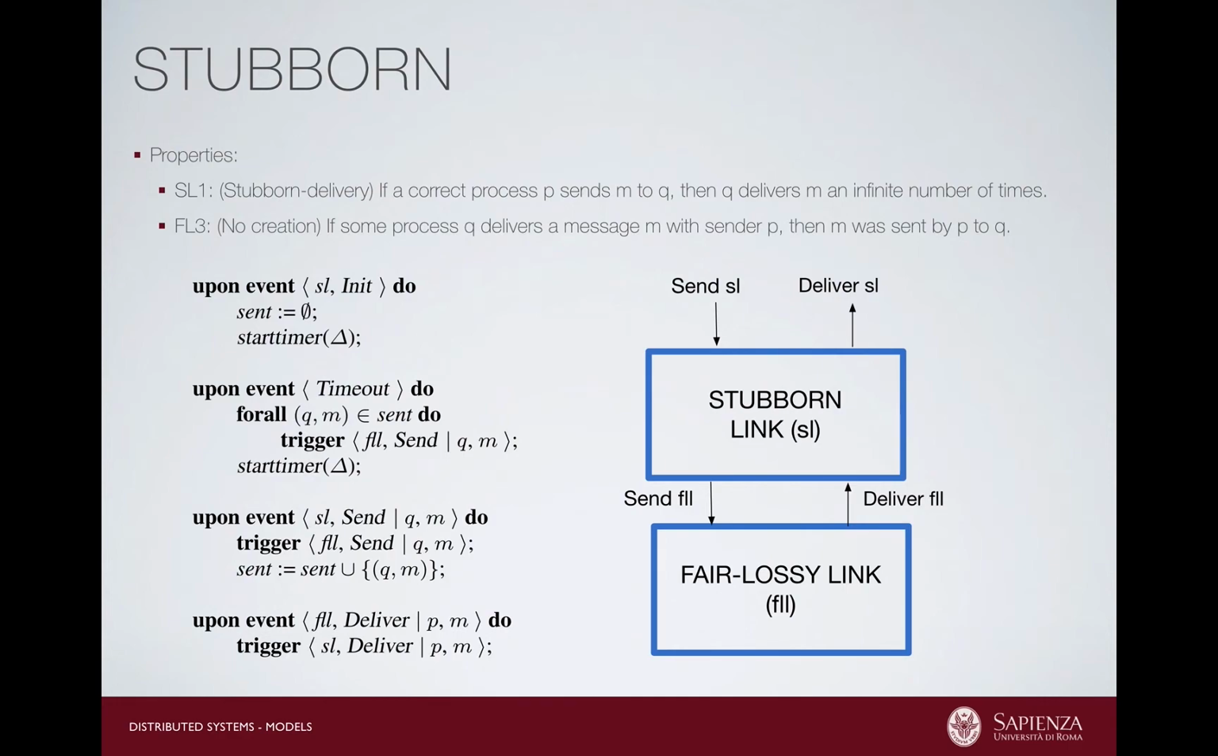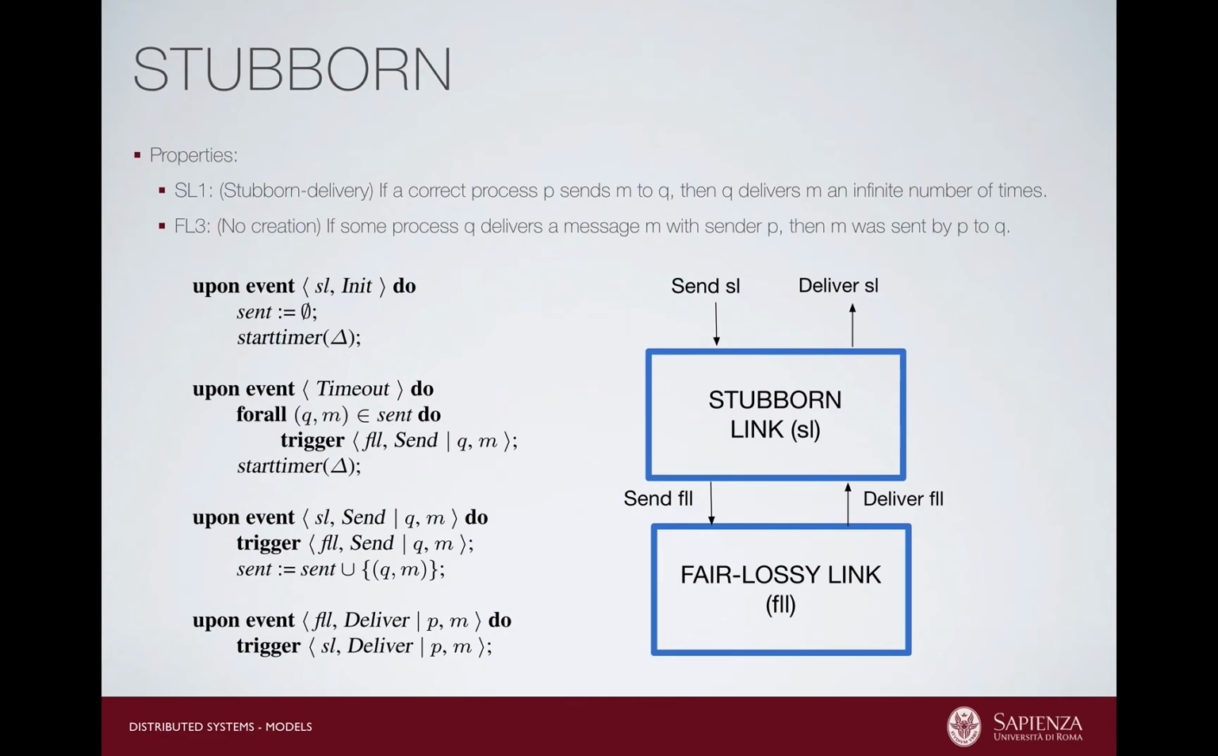And then the last handler is the one that is triggered when the fair lossy link is sending something up. So we say when the fair lossy link FLL delivers something, and this delivers two parameters, that is the process p that was the sending process and the message m, then what you do is create the event deliver stubborn link, and you pass the thing to the upper layer, along with the same pair, the sender process p and the message m.